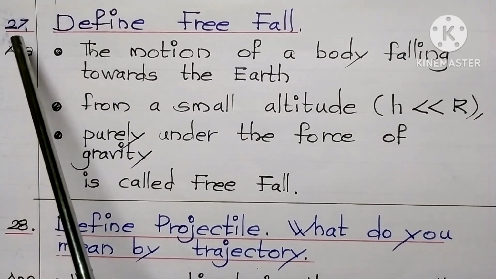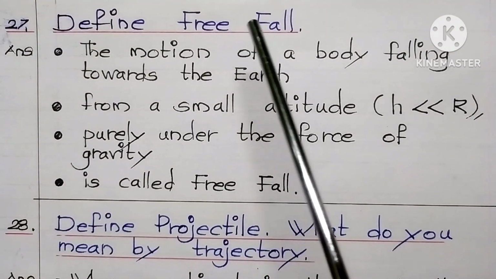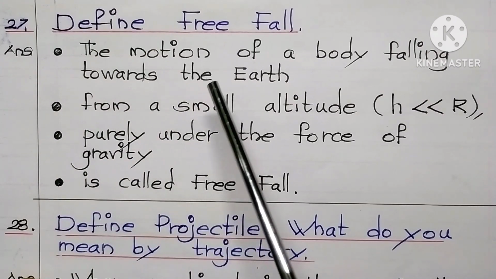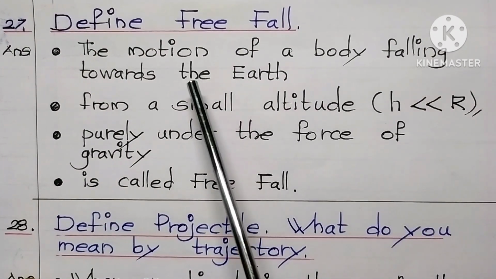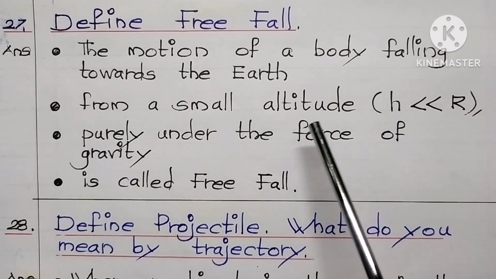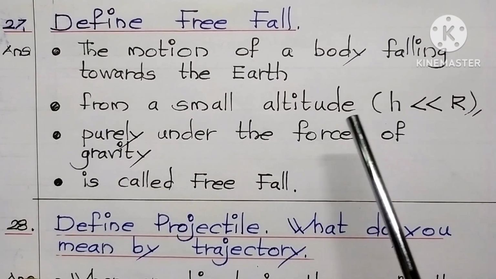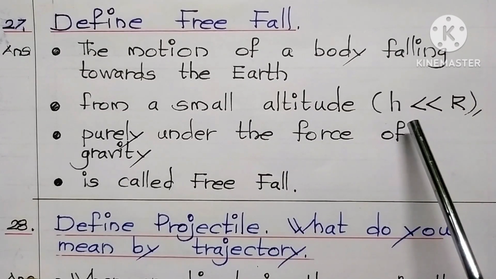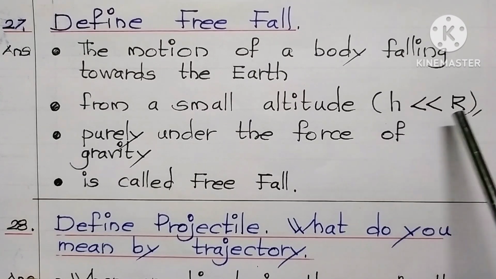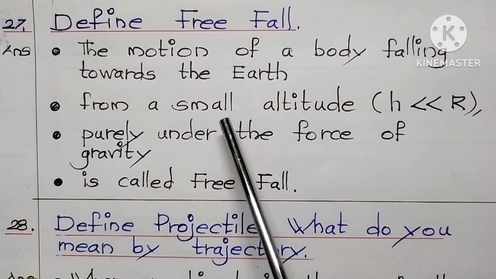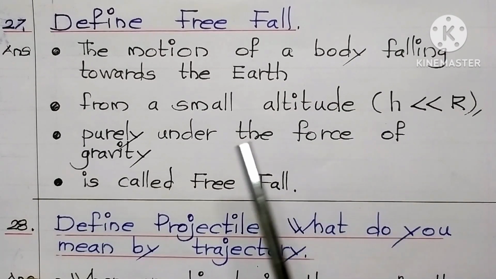Question number 27. Define free fall. Answer. The motion of a body falling towards the earth from a small altitude. Here altitude means height. Now the height is defined as very, very small when compared to the radius of the earth. That's why it is called a small altitude.